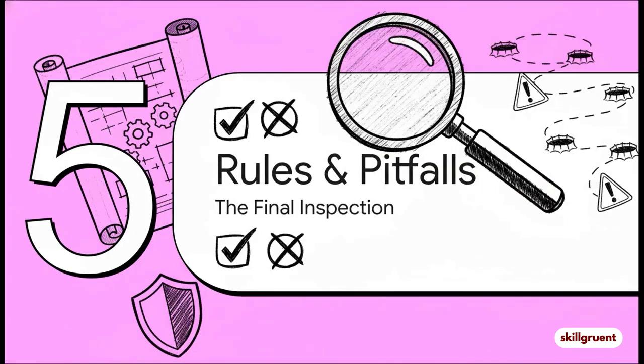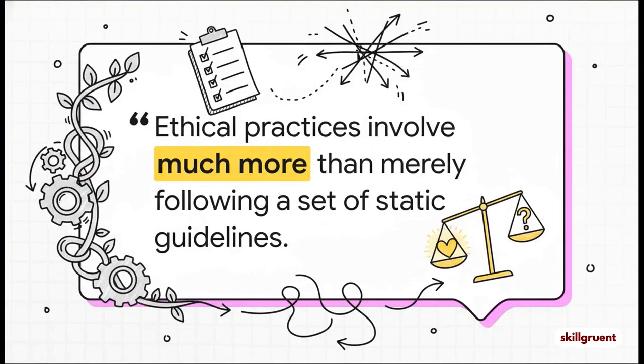And now we come to the final and, I'd argue, maybe the most important part of our blueprint: the final inspection. Because no matter how brilliant a study's design is, there are some really critical rules and potential pitfalls that we all need to be aware of. This quote really just nails it. Thinking about ethics in research isn't a one-and-done checklist. It's not something you just sign off on at the beginning. It's an active, ongoing process of thinking about the impact of your work on real people.